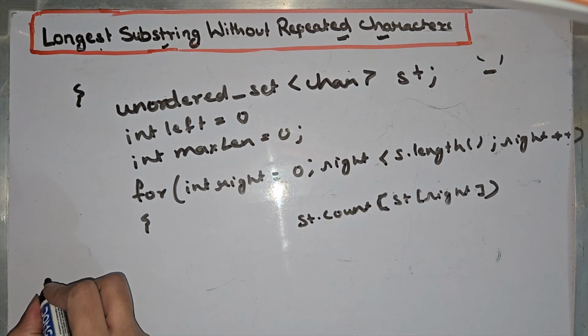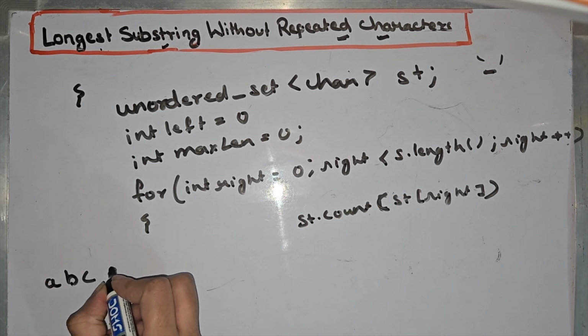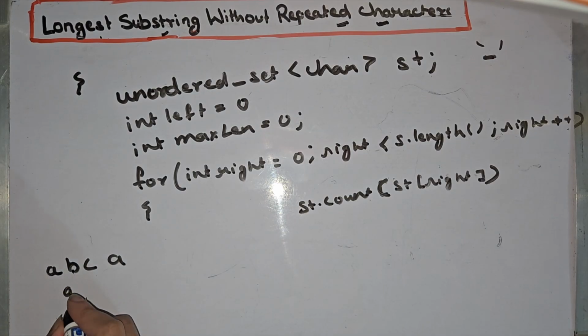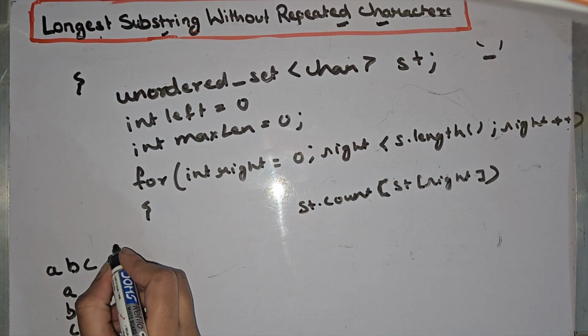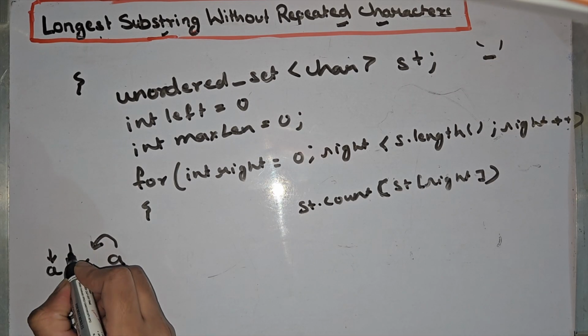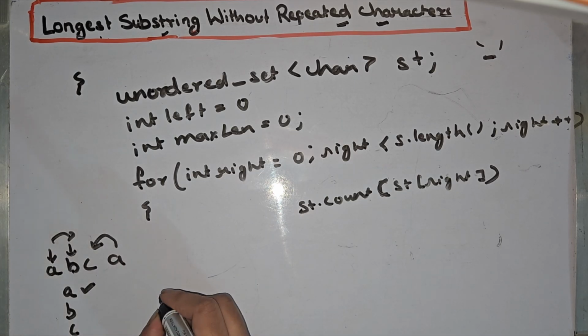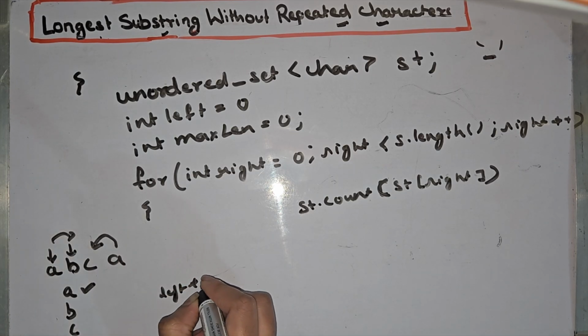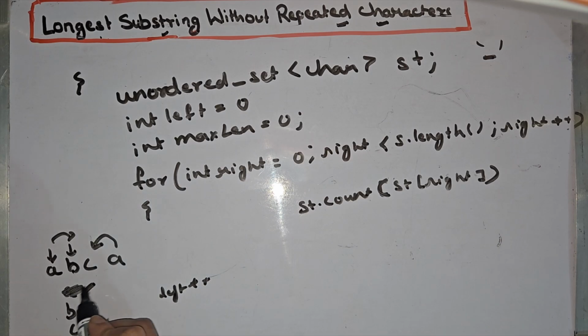If it is already there, for example, it was A, B, C, A. So the set has A, B and C and we are trying to add A. So A is already present. So now we need to start a new window. We need to shrink our window. So initially the left was pointing here. Now the left will move forward. So we will do left plus plus and we need to remove this from the set because this thing is already done. Now we will remove this character from the set and add this further.